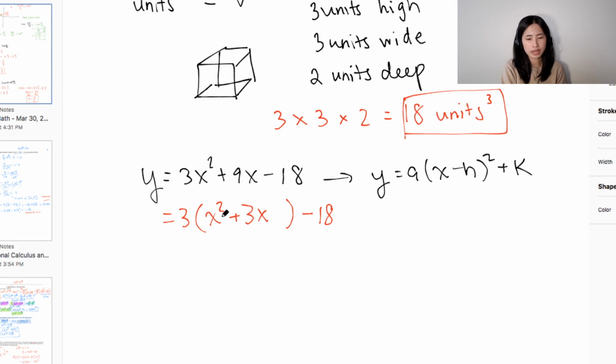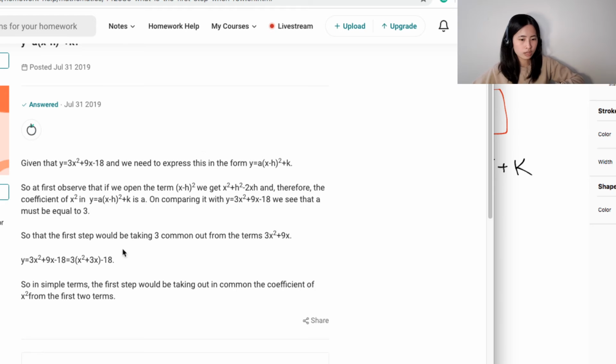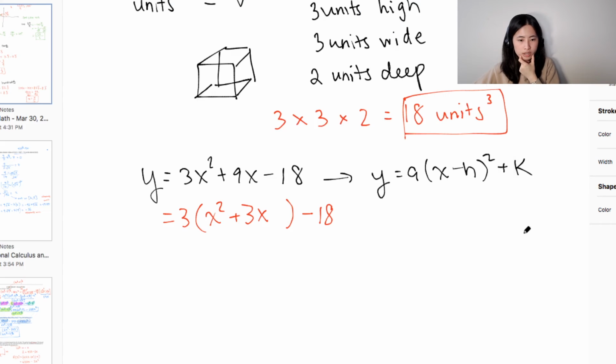So if you multiply this back, it would become 3x squared. Distribute: 3x squared, and then plus 3 times 3x, that would give you 9x. So that's exactly the same equation compared to the first one. It's the exact same thing, so that means you're on the right track. Great, so that's the first step that you need to do. Let's see what they did. So I guess the first step is to factor and then you complete the square. They said 3x squared plus 3x minus 18. Yes, this is the first step. So they're absolutely right.